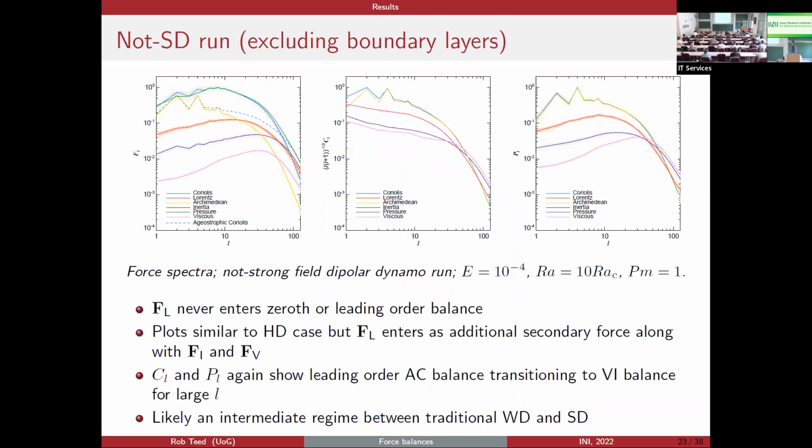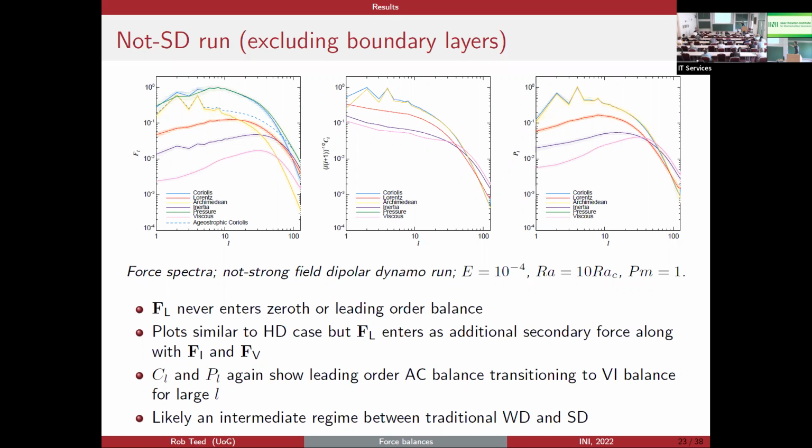Okay, so now we've put a magnetic field in. This is a dynamo run, this is the not strong field dynamo. And again, here you've got geostrophic balance across a range of scales, especially at the large scales. You've got a secondary balance between buoyancy and the ageostrophic Coriolis. The Lorentz force now comes in. Here it is in red, but it's not anywhere in the primary balances up here.